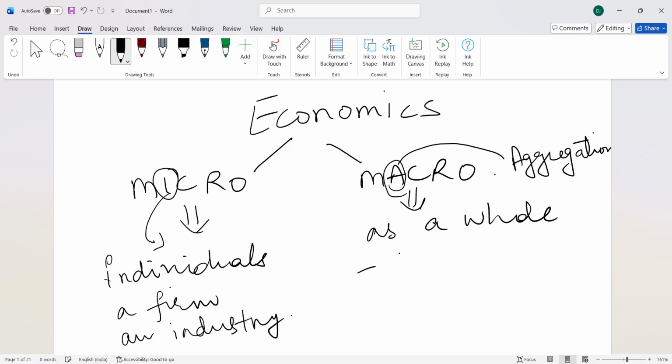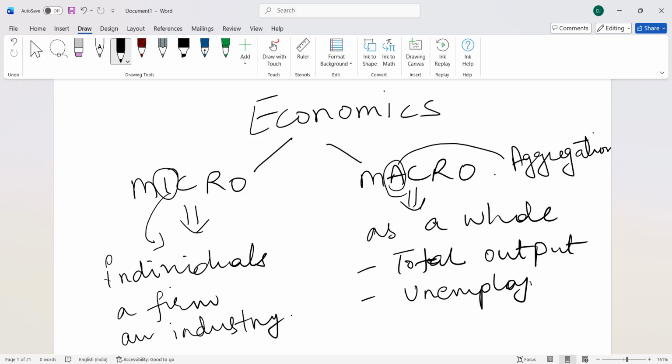So when we study the total output, when we study what the unemployment rate in the country is, when we study what the inflation in the country is, all these impact the entire economy. That's when we say that we study macroeconomics.